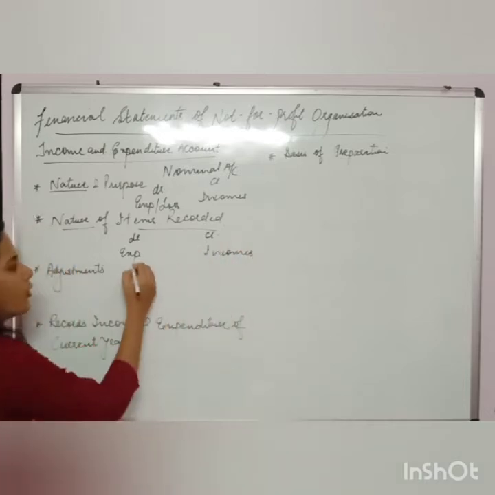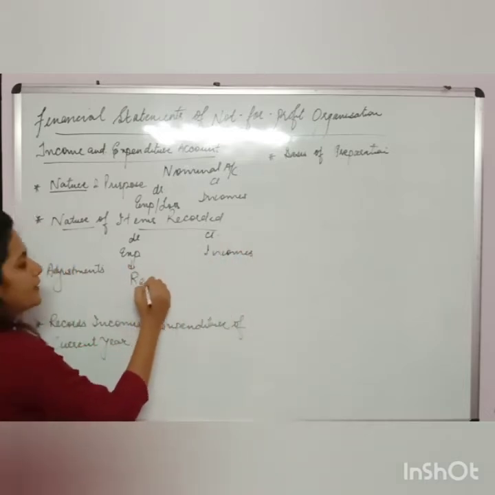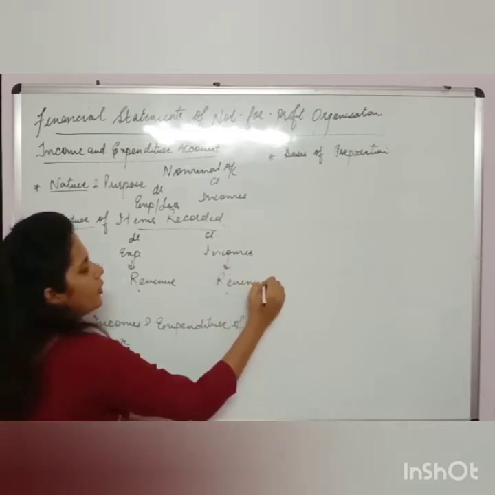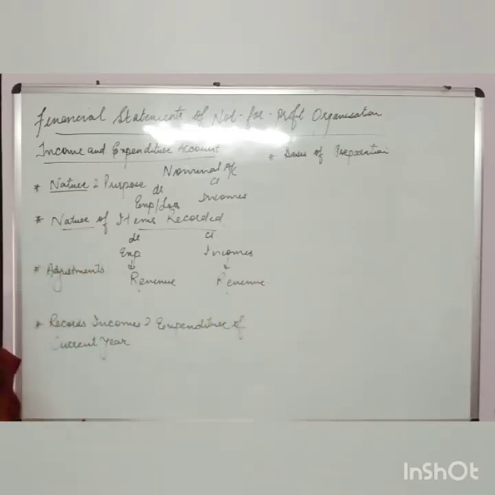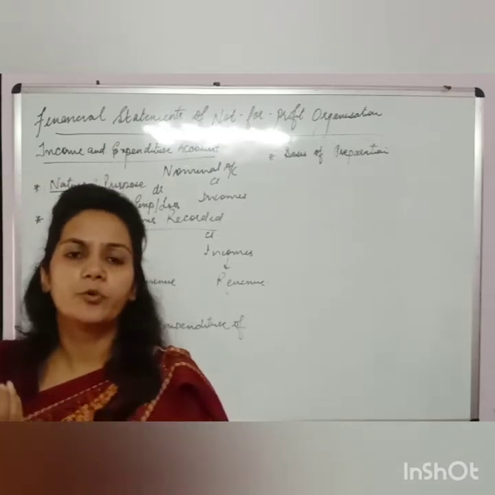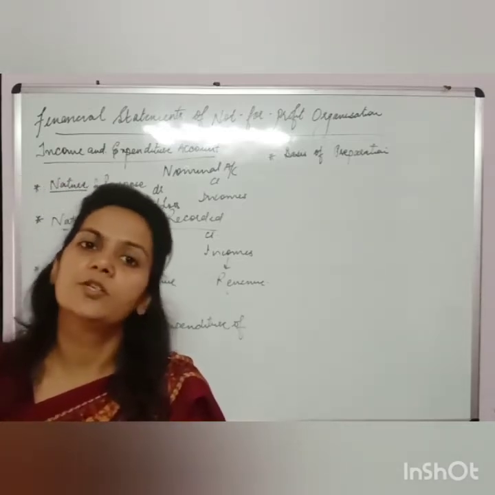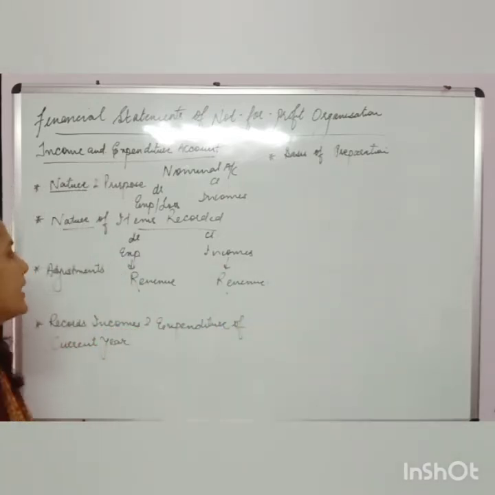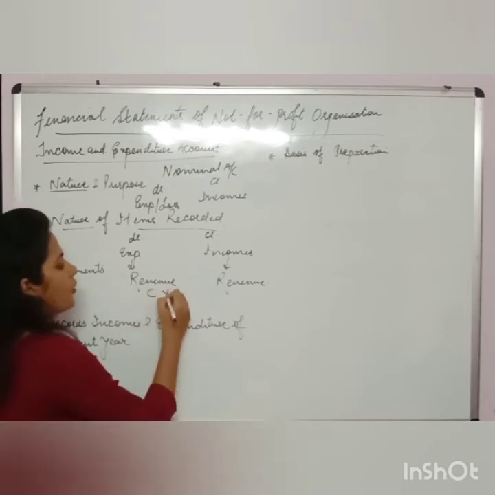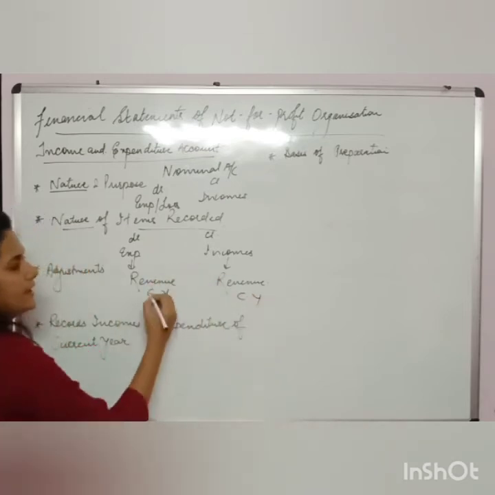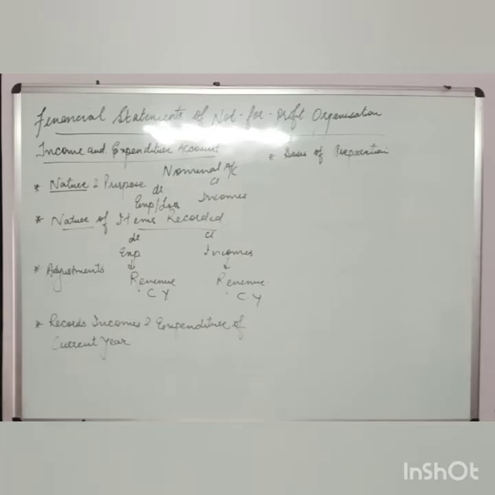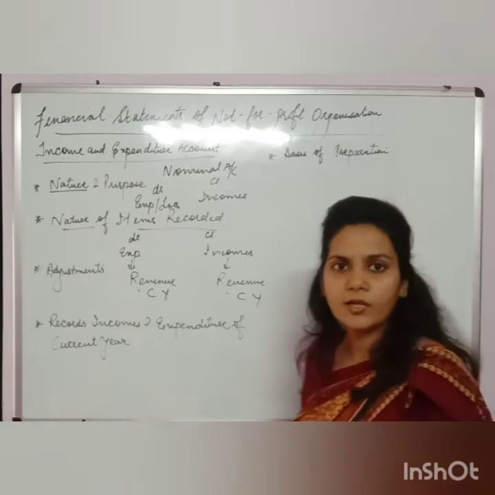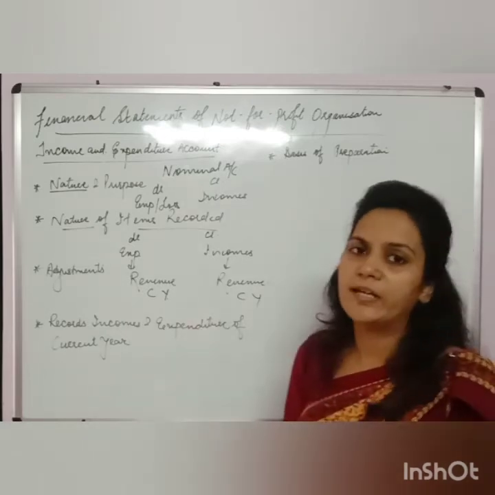But we are going to record the expenses of only revenue nature. Incomes also we are going to record only of revenue nature. It means such expenses and incomes we are going to record which are related to the normal routine of the not for profit organization. Then we are going to record the expenses of the current year only and incomes of the current year only, irrespective of the fact that whether we have received that income in cash or not, or the concerned expense has been paid in cash or not.